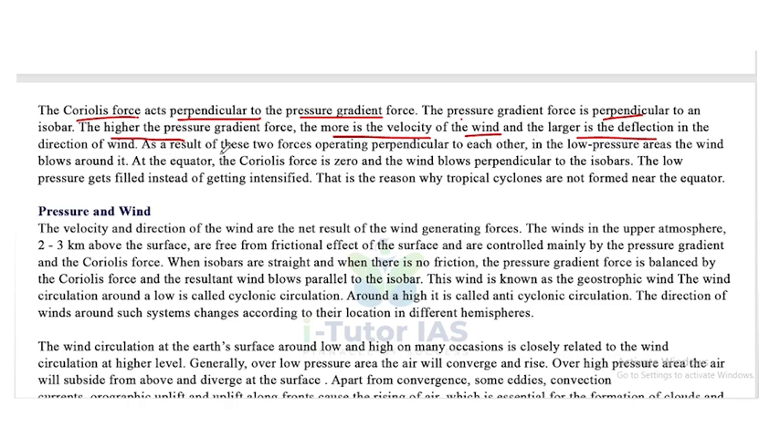As a result of these two forces operating perpendicular to each other, in the low pressure areas, the wind blows around it. At the equator, the Coriolis force is 0 and the wind blows perpendicular to the isobars. The low pressure gets filled instead of getting intensified. That is the reason why tropical cyclones are not formed near the equator.